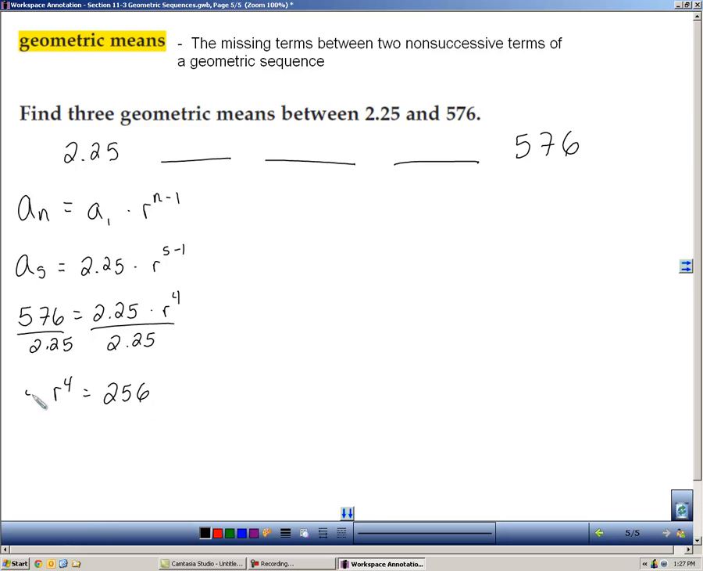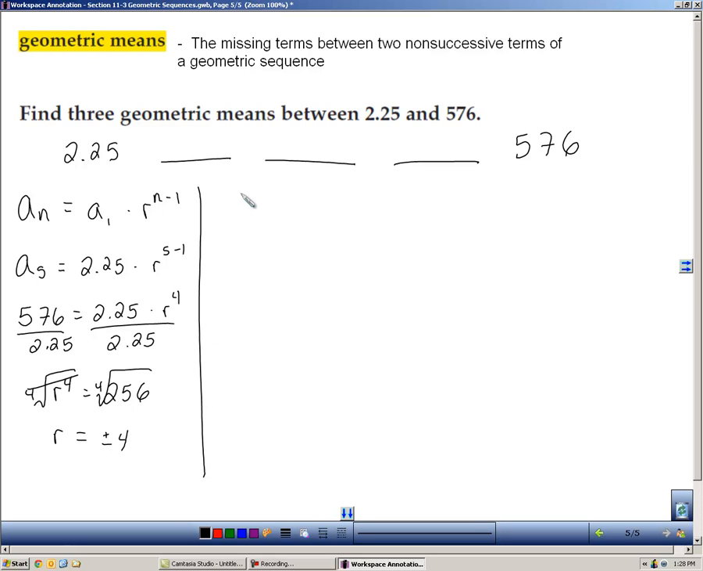To get rid of a 4th power, I'm going to take the 4th root of both sides. So you can use your calculator for that. And when you take the 4th root, you get a 4, because 4 to the 4th power is 256. But don't forget it's got to be plus and minus, because it's an even root. So there are actually 2 ratios that work here, positive 4 and negative 4.